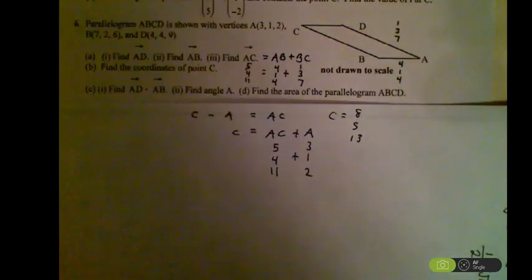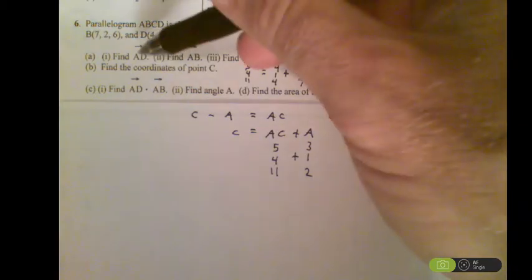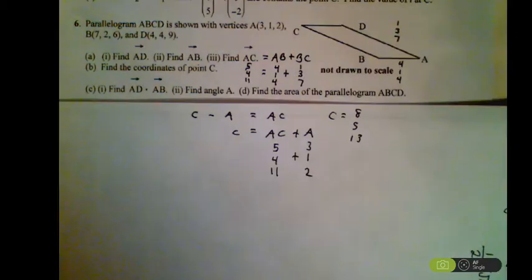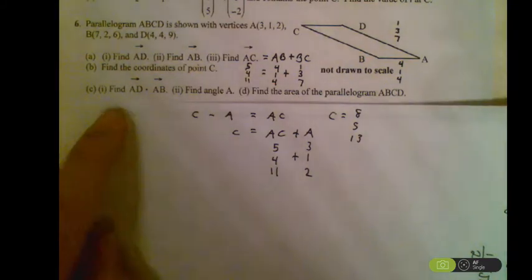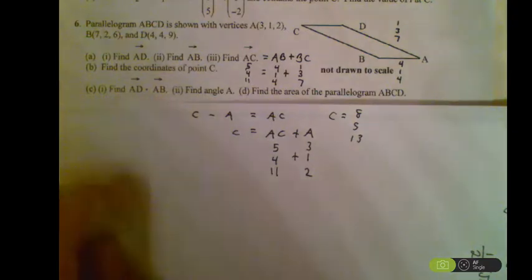So that's what I would have done, simply because it links back to the exact same approach that I took on the first two parts. So there's our coordinates for C. So now moving on here to CI, we have AD times AB.